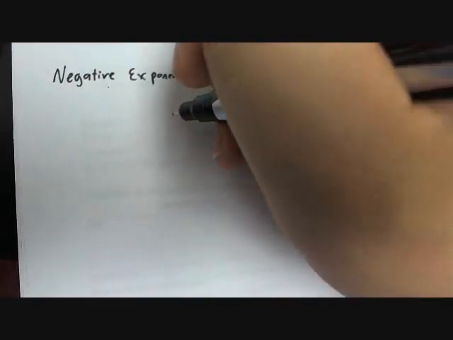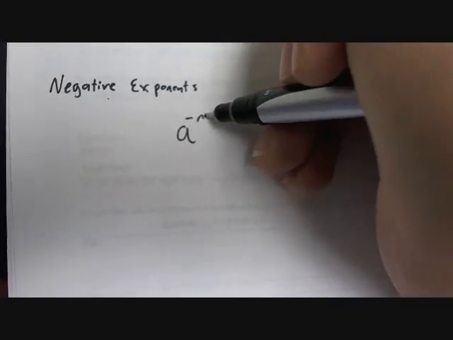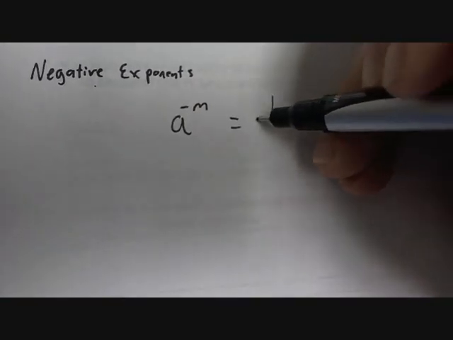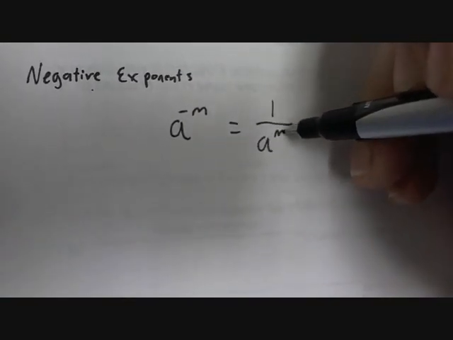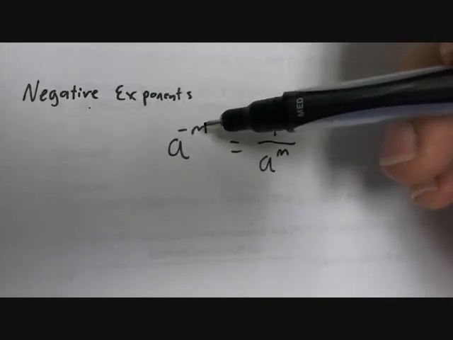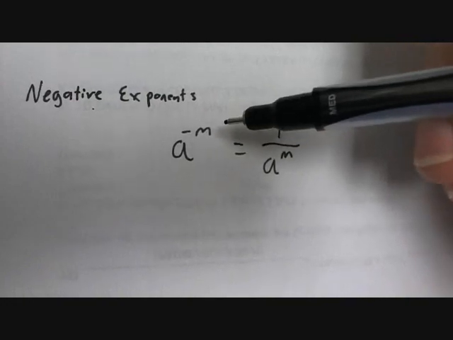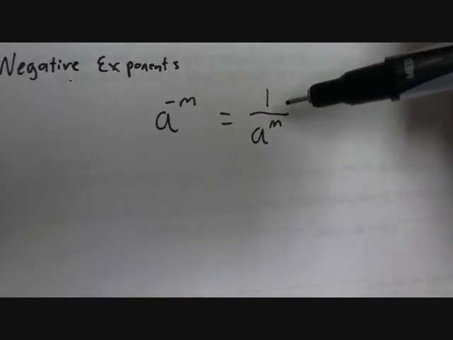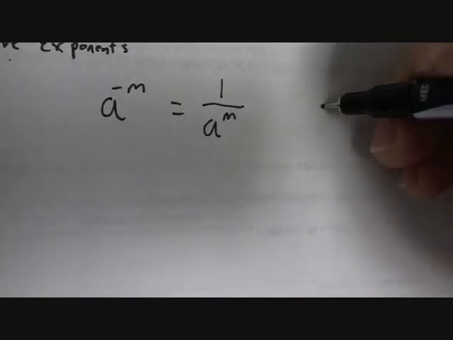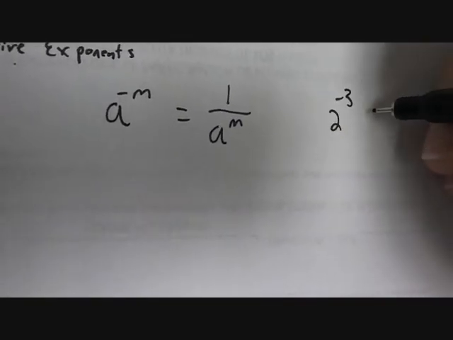Alright, so the next one is negative exponents. Negative exponents will be a raised to the negative n power. This means 1 over a to the n power. This is pretty much all it means. So a number raised to the negative power is the same thing as saying 1 over a to the power. So a simple example, 2 raised to the negative 3.